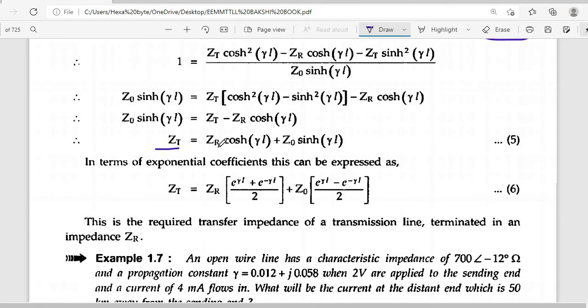Then finally ZT is equal to Zr cosh gamma L plus Z0 sinh gamma L. So in terms of exponential coefficients, we can also write it, this is a function of cos, this is a function of sin, hyperbolic functions. So ZT is equal to Zr times (e power gamma L plus e power minus gamma L) by 2 plus Z0 times (e power gamma L minus e power minus gamma L) by 2.